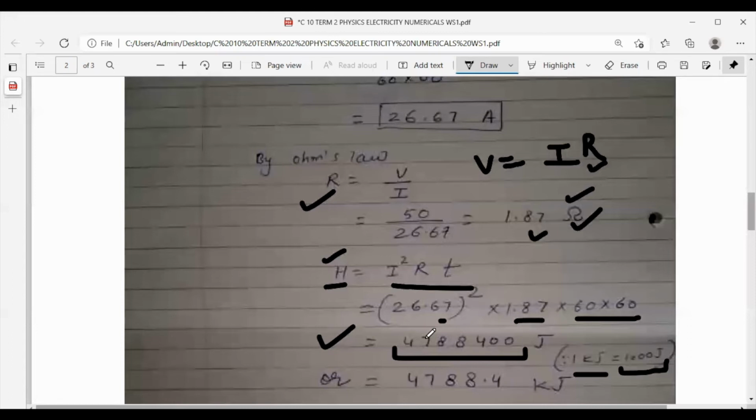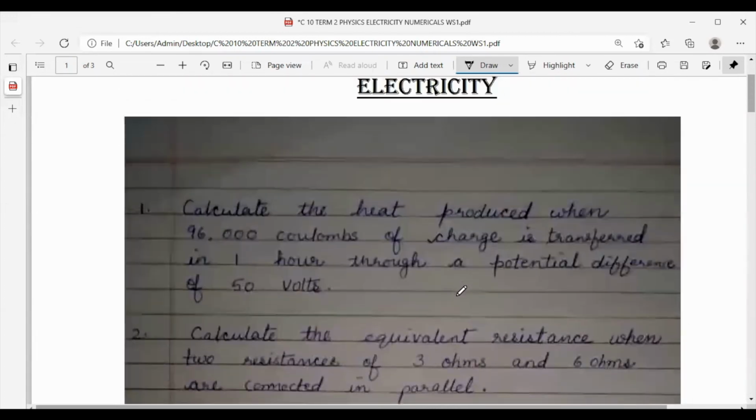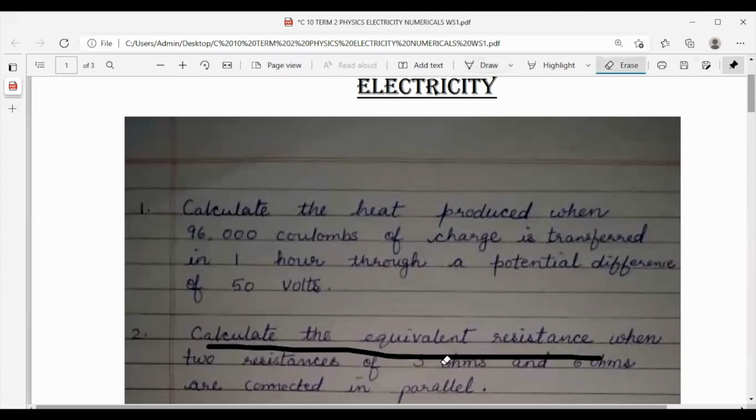Now, without wasting a single minute, we'll go to the second question. What is your second question? Your second question is, calculate the equivalent resistance when two resistances of 3 ohms and 6 ohms are connected in parallel.